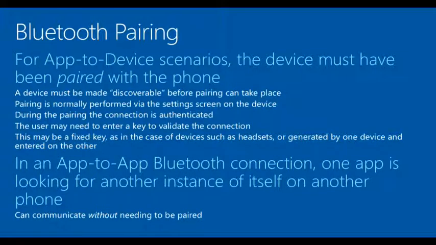So the other one, app-to-app Bluetooth, is where one app is looking for another copy of itself running on another phone nearby. And they don't need to be paired for that. With this, use this Peer Finder API. So if you want to look for Bluetooth, you need to do Peer Finder find all peers async.